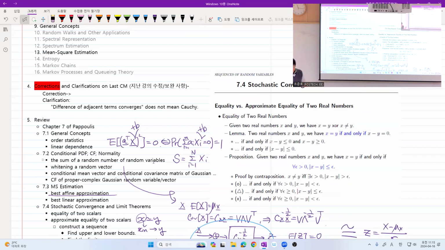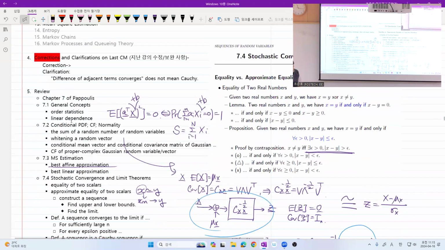So here is some correction. Last time I corrected the lecture note, but the handout had some mistakes, I remember. So we must have this. The equality must be flipped here. Okay, something like that. This is one of the corrections.